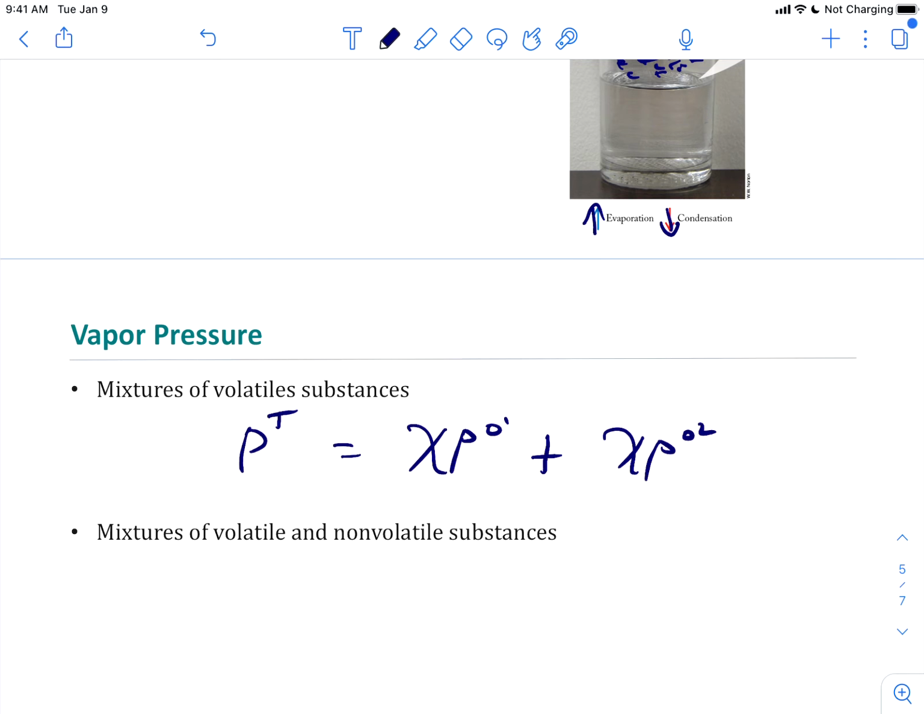It should make sense to you that if you have 2 substances, the more volatile one will contribute more to that pressure if they're in equal amounts. So if the mole fraction of each of these was 0.5, 1/2, then the one that's more volatile, has a greater vapor pressure, will contribute more to that vapor phase. That shouldn't be surprising to you.